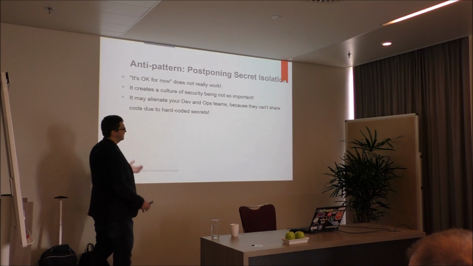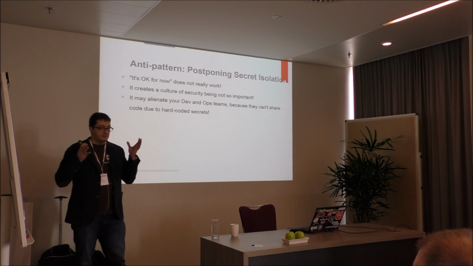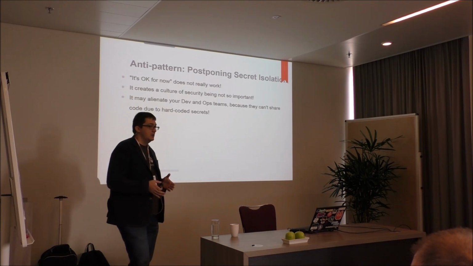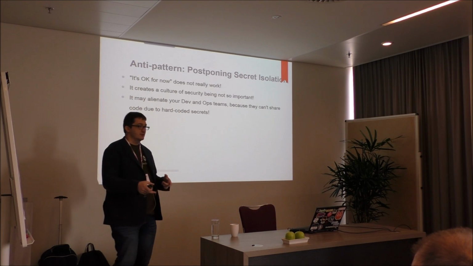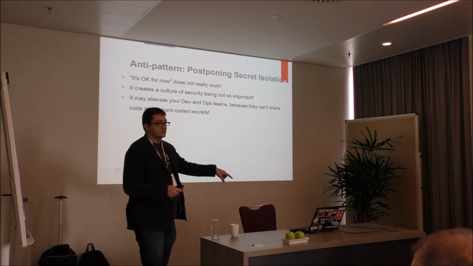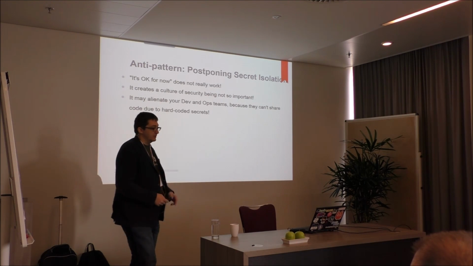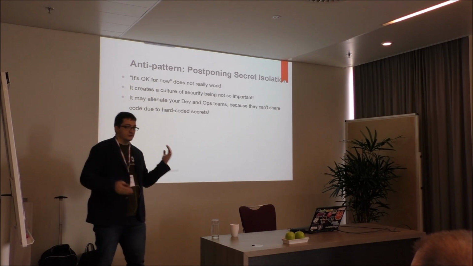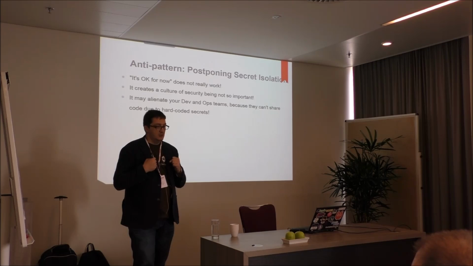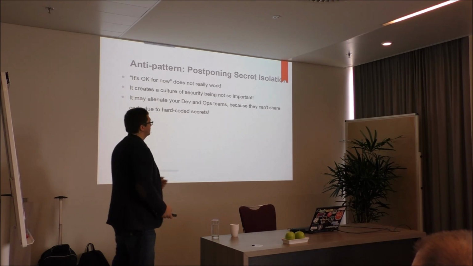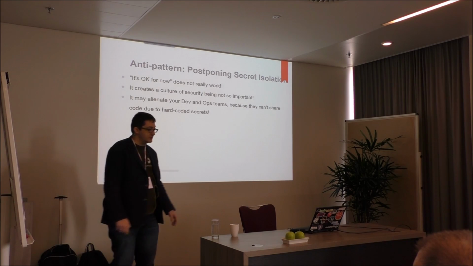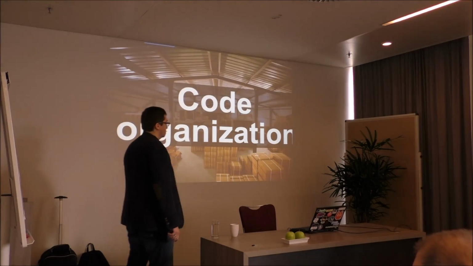For example, I have seen many situations where the operations guys have created a lot of Puppet code or Chef code, and they hard-coded secrets inside that. And for that particular reason, they never show the code to anyone from the dev team, because of the rules, because of the policies, because of everything. But if you isolate the secrets, if you move them out, you can still share the code. So that's quite important, and don't fall into this anti-pattern. Isolate the secrets early enough.